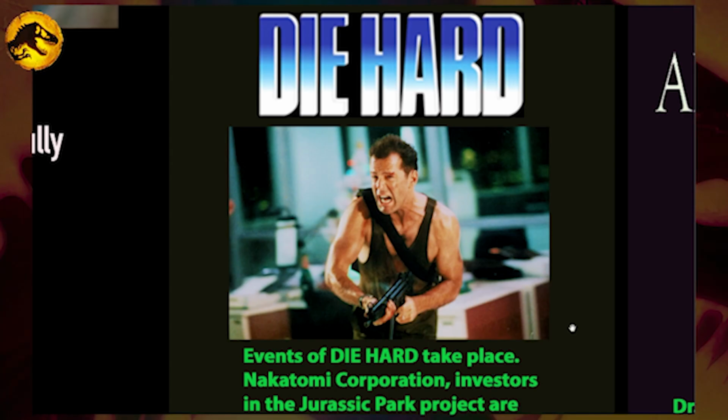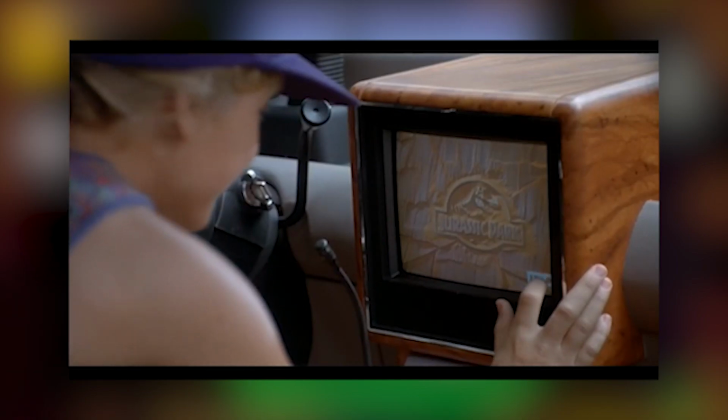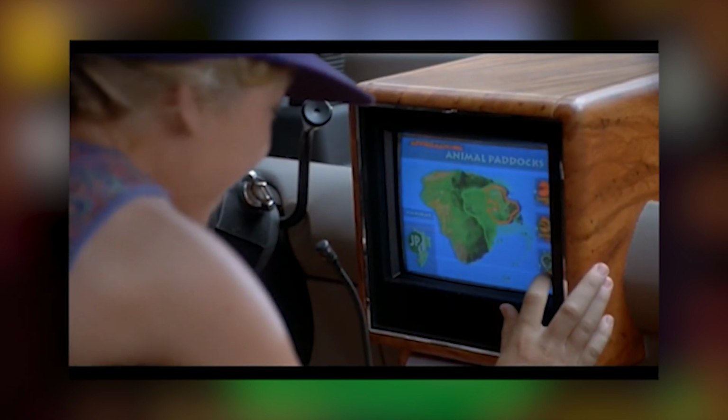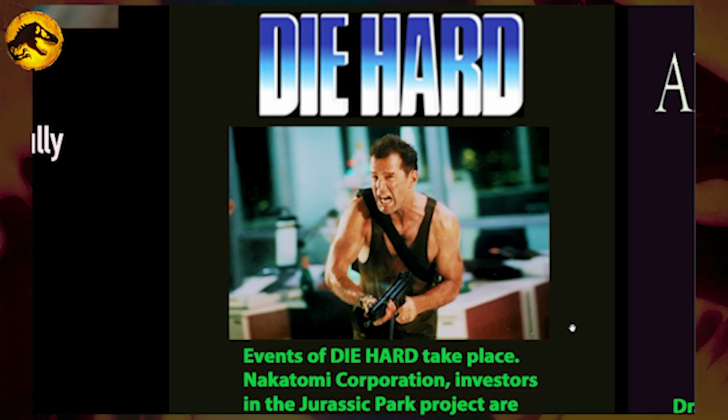And obviously in Jurassic Park, the first one, they show that the tour cars have touch screens. "It's an interactive CD-ROM! Look, see? You just touch the right part of the screen and it talks about whatever you want." And so I like to think that the Nakatomi Corporation were investing in the technology of Jurassic Park, the technology in the cars and the computers and all that sort of stuff.